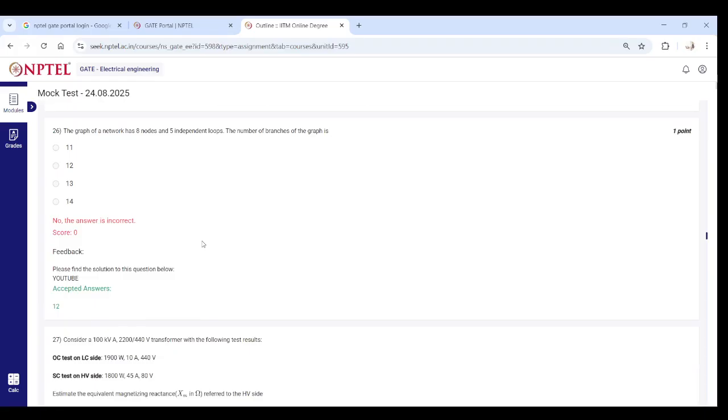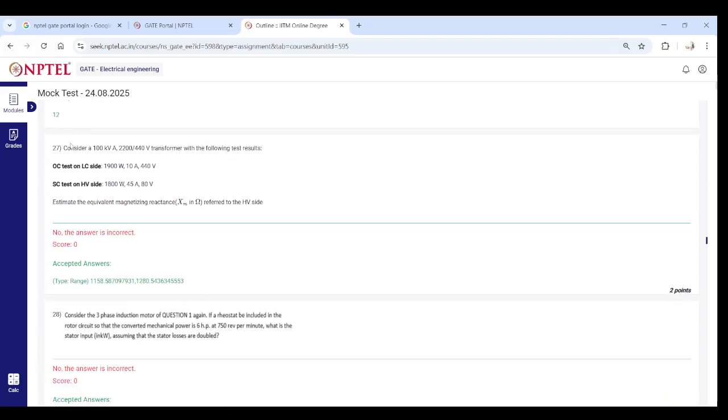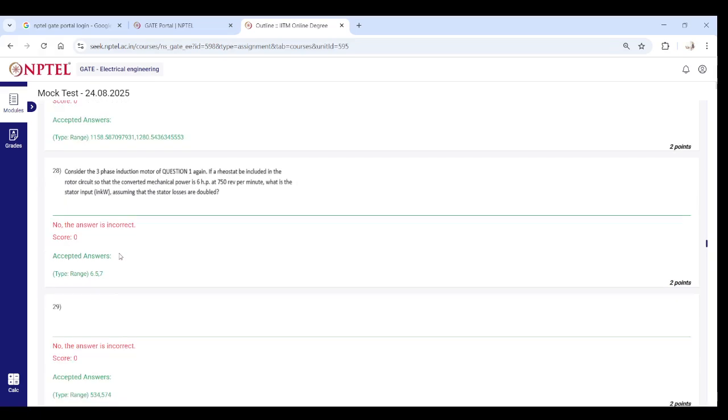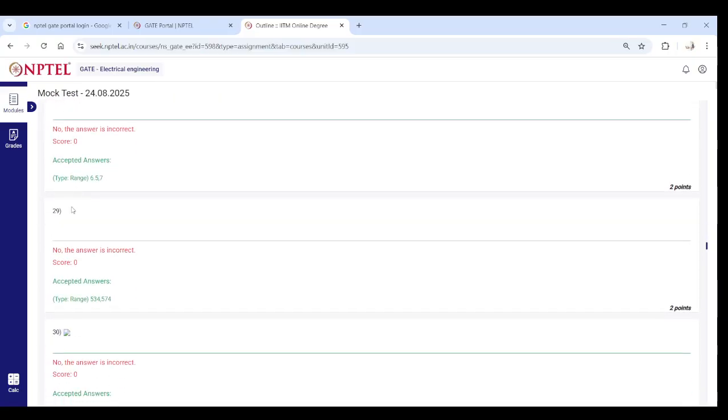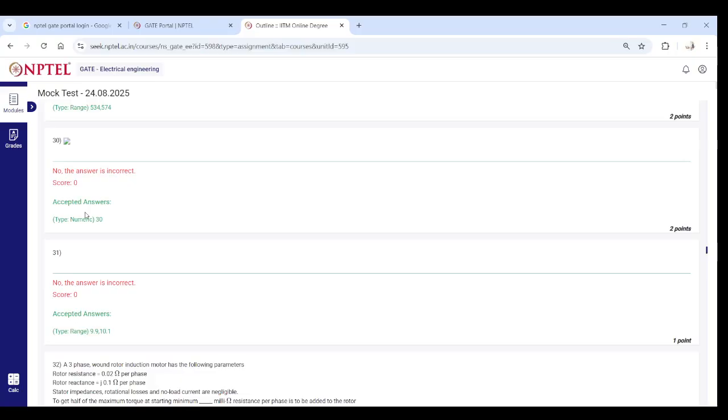Please take the questions and answers. You can take a screenshot too. These questions are related to transformers, the OC and SC tests. Next, most of these questions are on machines, and here some questions are not shown. I don't know why it goes one, two, three. Mostly four questions are not shown.